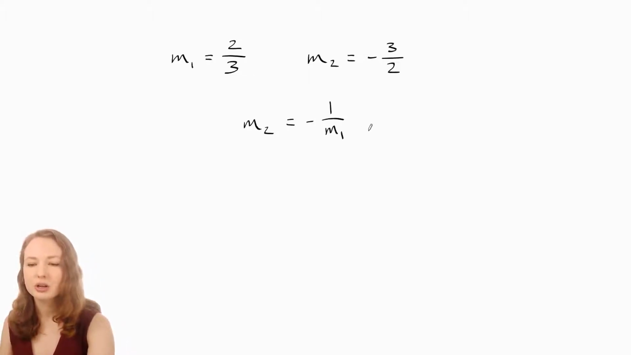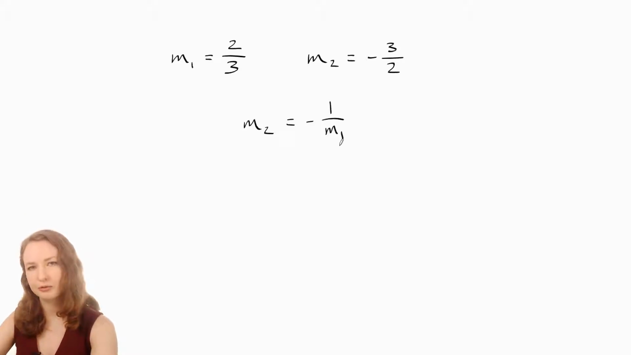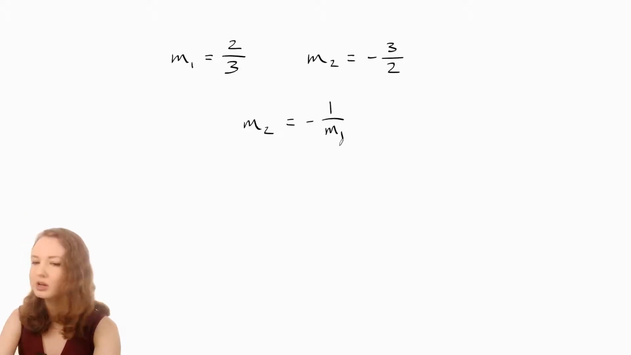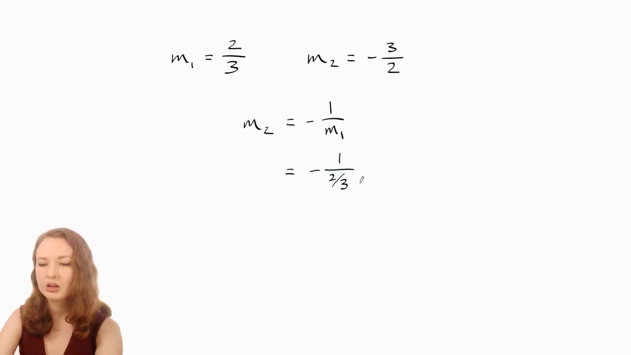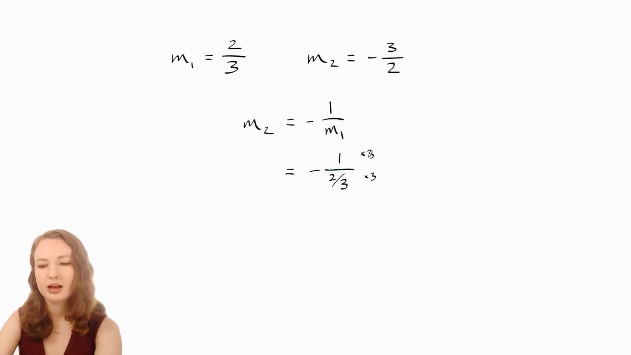And I know that some students are a bit confused about how doing 1 over a fraction flips the fraction upside down. So let me just explain how that works. If you've got -1 on 2/3, what you can do is multiply top and bottom of that fraction by 3. And then that'll turn it into -3 over 2.